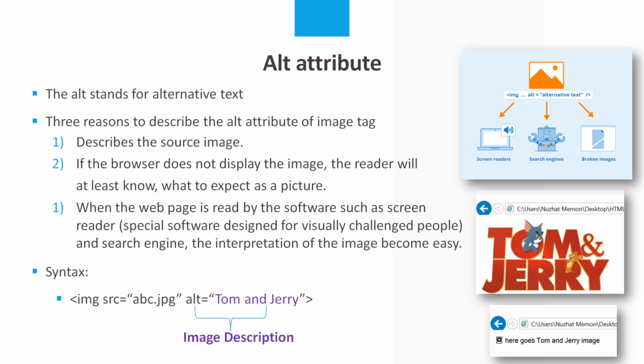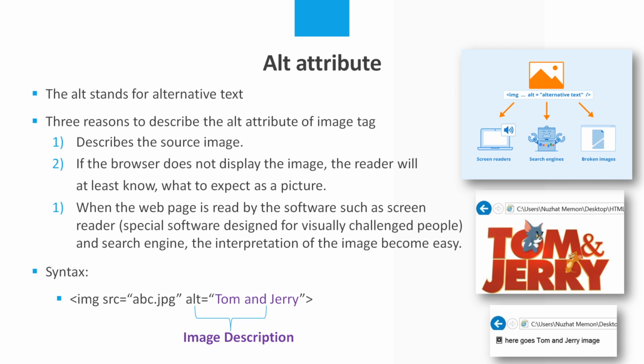Three reasons to use the alt attribute of the image tag. First reason is it will describe the image. Second reason is if the browser does not display the image, the reader will at least know what to expect as a picture. The browser sometimes does not display the image. The reason may be a slow internet connection, or it takes a lot of time to display the image on the browser. So for the time being, alternative text should get displayed in place of the image, so that the user will at least come to know what to expect as a picture. Or the reason may be the file is not found, or the file is not supported by the browser, or it is a corrupted one, then it will display a broken link icon. At that time alt text should get displayed.